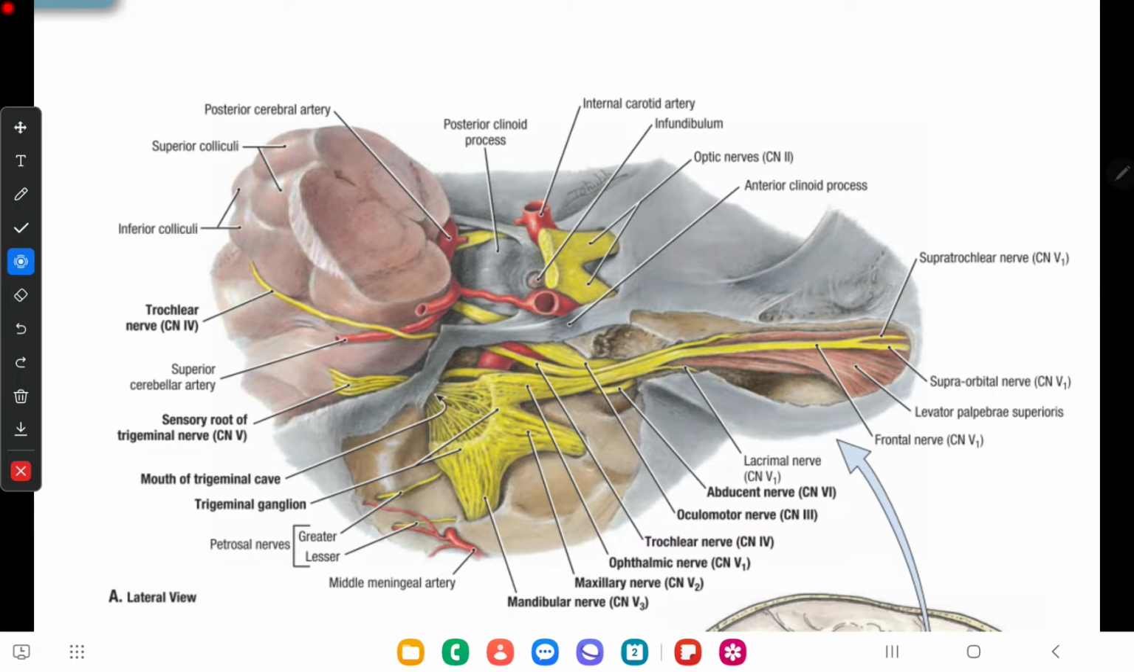Here in this diagram, this is the oculomotor nerve. You can see it goes through the tentorial notch and enters the cavernous sinus here, and then the oculomotor nerve leaves the middle cranial fossa to enter the orbit. Here is the orbit area, and it enters the orbit through the superior orbital fissure.